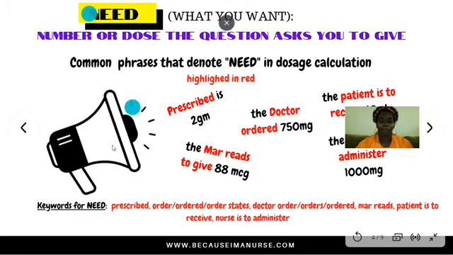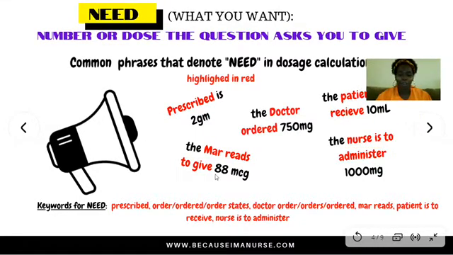Some of the common phrases that denote need in dosage calculation are prescribed, the doctor ordered, patient is to receive, nurse is to administer, MAR reads. So be on the lookout for these key phrases when we're looking for our need in a basic dosage calculation question.